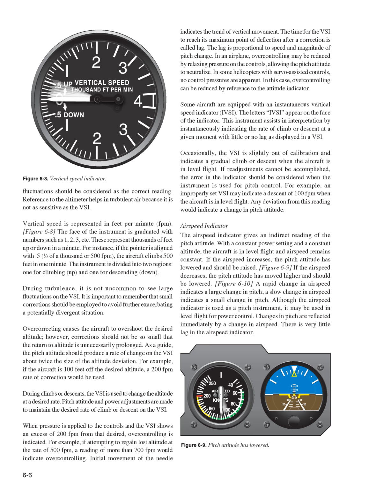During climbs or descents, the VSI is used to change the altitude at the desired rate. Pitch attitude and power adjustments are made to maintain the desired rate of climb or descent on the VSI. When pressure is applied to the controls and the VSI shows an excess of 200 fpm from that desired, overcontrolling is indicated. For example, if attempting to regain lost altitude at the rate of 500 fpm, a reading of more than 700 fpm would indicate overcontrolling. Initial movement of the needle indicates the trend of vertical movement. The time for the VSI to reach its maximum point of deflection after a correction is called lag. The lag is proportional to speed and magnitude of pitch change. In an airplane, overcontrolling may be reduced by relaxing pressure on the controls, allowing the pitch attitude to neutralize.